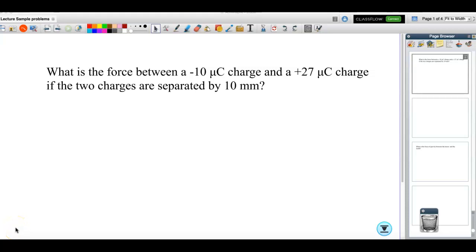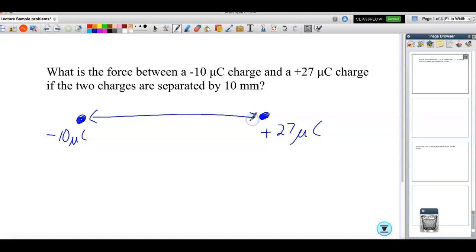All right, let's look at how we do this problem that we've given you. So first thing we're going to do is let's draw a picture. There are two charges. We have a negative 10 microcoulomb charge and a positive 27 microcoulomb charge. They are separated by 10 millimeters. And we want to know the force between them.